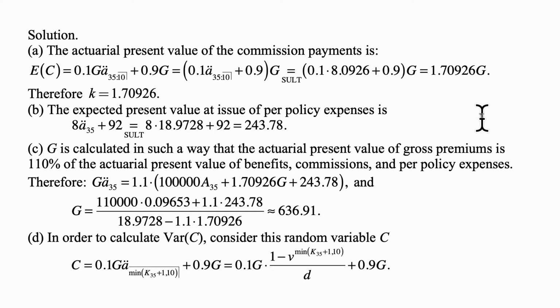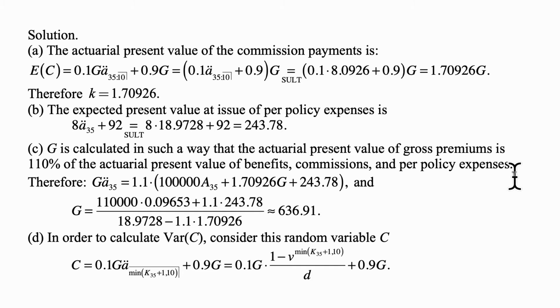And here's the solution. The actuarial present value of the commission payments is E of C equals 0.1 G, 10% of G, times ä_{35:10} plus 0.9 G, which is the addition you need for the commissions being 100% in the first year. It's 0.1 or 10% for the first 10 years, except for the first year when it's 100%. So that's what this is. And it's equal to 0.1 ä_{35:10} plus 0.9 times G.